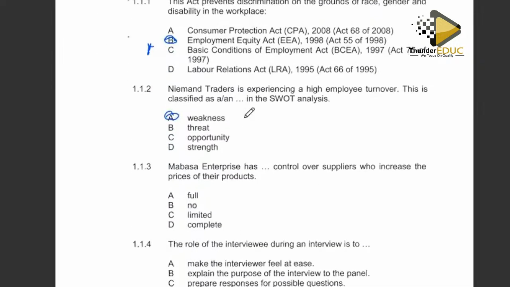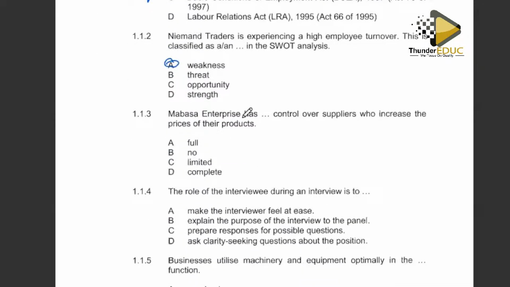So now let's move on to the next question, which is question 1.1.3. Mabasa Enterprise has a dash control over suppliers who increase the prices of their product. So now in this regard, the correct answer is going to be C.